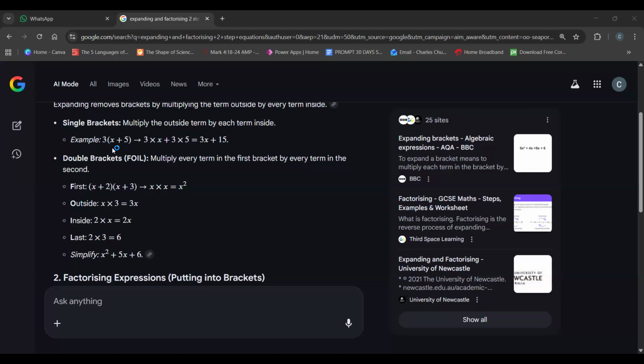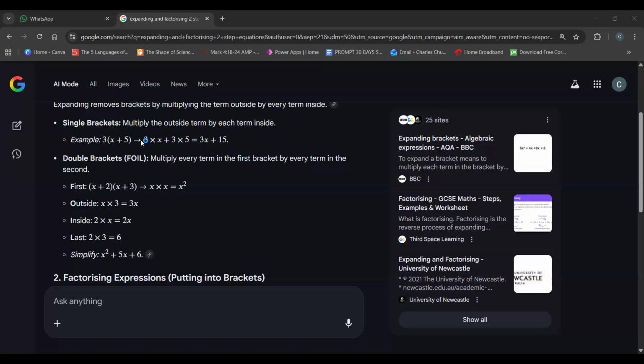So 3 will multiply x to give us 3x, and 3 will multiply plus 5. Now take note, I said 3 will multiply plus 5. That means I'm taking note of the sign. Because 3 is also a positive number, it multiplies another positive number. The answer will still be what? A positive number. So you have 3x plus 15 as the final answer for that.